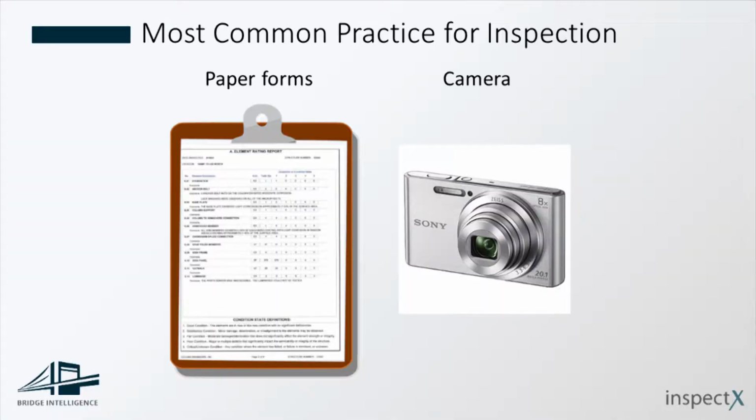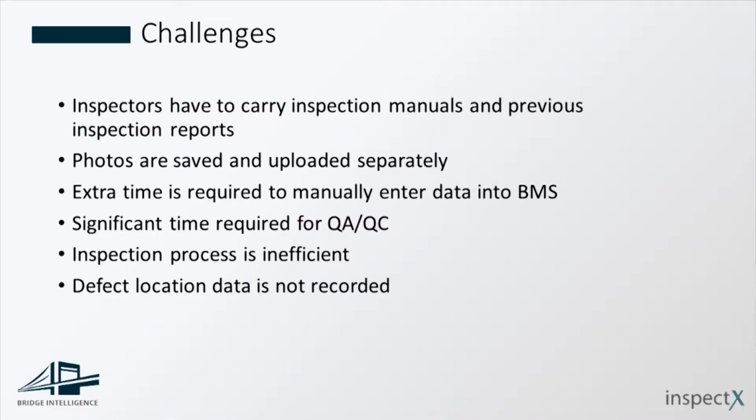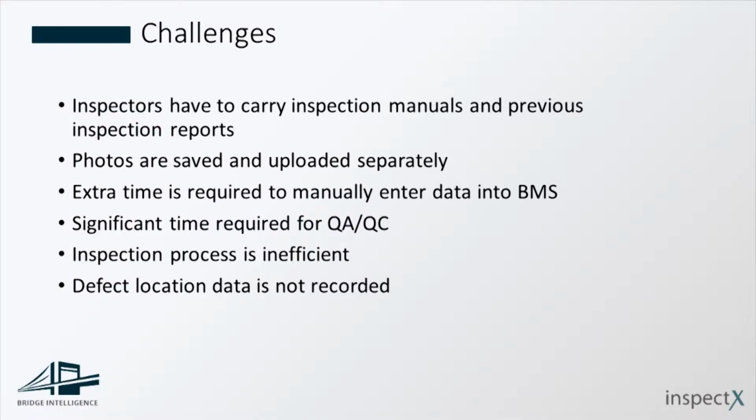What's the current practice for how states do their inspections? Most of the states go to the bridges with paper forms and cameras, and they have the manuals and the previous inspection reports. That's how most states do it right now. The challenge with that method is that element level inspection is relatively new, and inspectors are not 100% familiar with it. So they usually carry a big AASHTO inspection manual with them, and also all the previous reports.